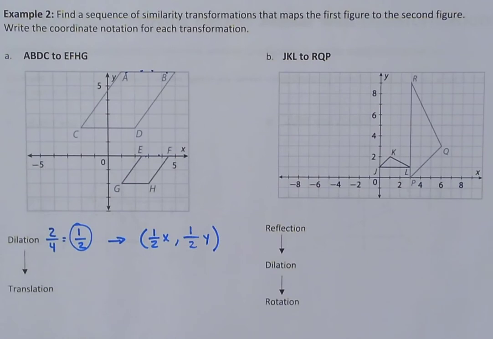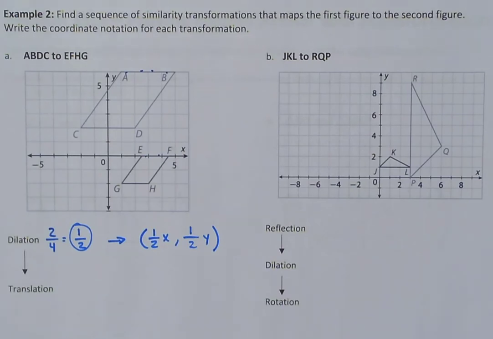Whenever you are performing a dilation, once you have figured out that scale factor for the dilation, all you need to do then is take that scale factor and put it in front of x and y, because you're going to multiply x and y by that dilation.